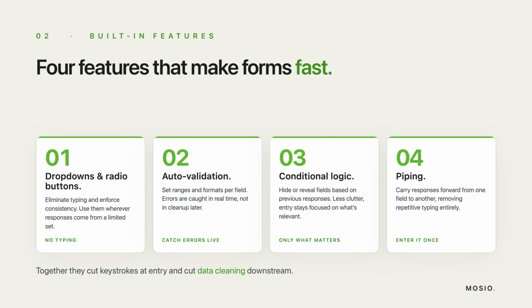Auto-validation allows teams to set parameters for individual data fields, specifying that a field must contain a number within a certain range or a date in a particular format. Errors are caught and corrected in real time, reducing the need for time-consuming data cleaning later.